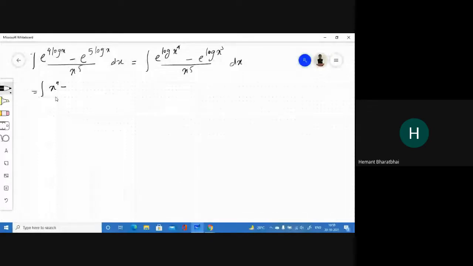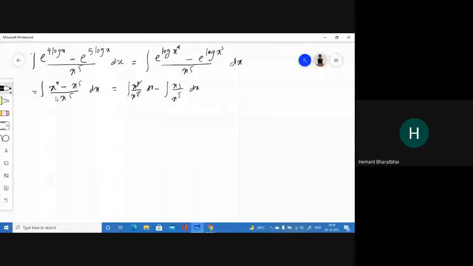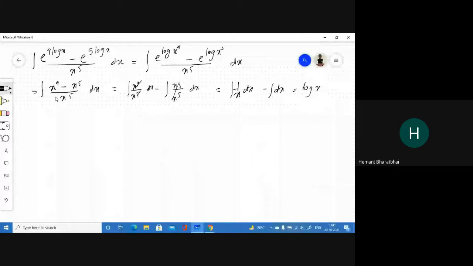So x raised to 4 upon x raised to 5 dx, which can further be written as integration of x raised to 4 upon x raised to 5 minus integration of x raised to 5 upon x raised to 5. So here what will remain is x, and here this is cancelled. So this becomes integration of 1 by x dx minus integration of dx. So integration of 1 by x dx is log of x, integration of dx is x, and there's an integrating constant plus c.